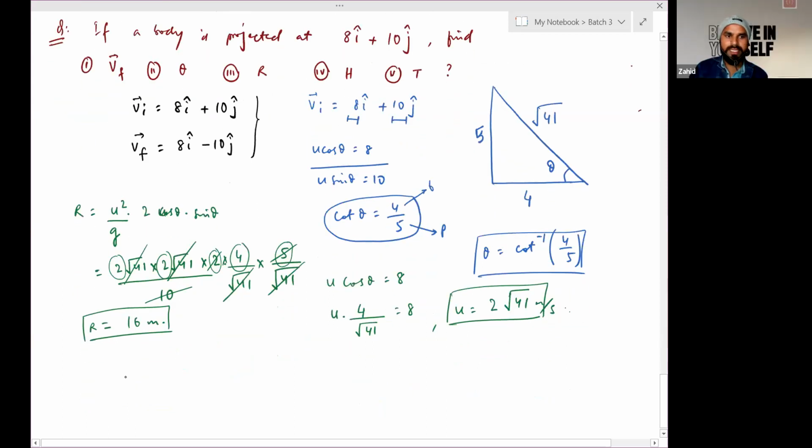Similarly, to get the maximum height attained, it will be u square sine square theta divided by 2 times gravity. So put the value of u to be 2 times under root 41, sine theta from this triangle as 5 divided by root 41, and g as 10. You will get the value for the maximum height attained by the body. Similarly, for time of flight, it will be 2 times u sine theta divided by gravity. Just try to find these two different values.